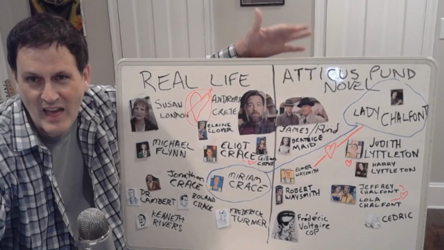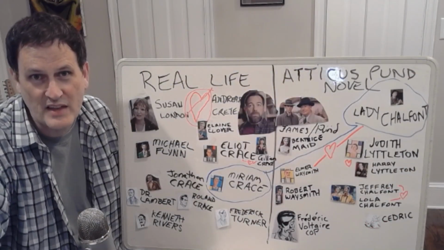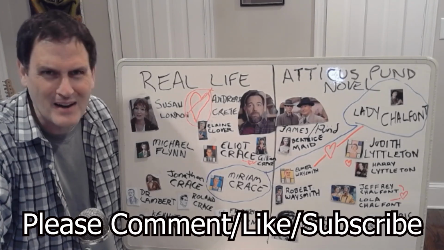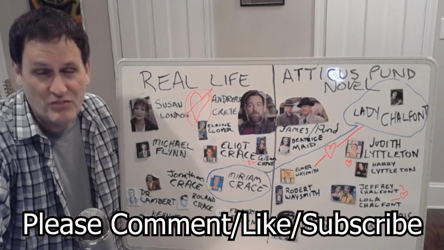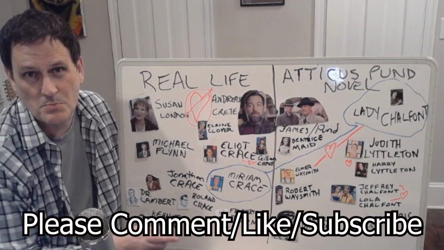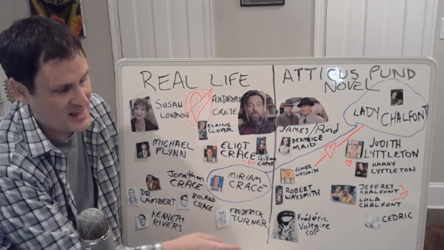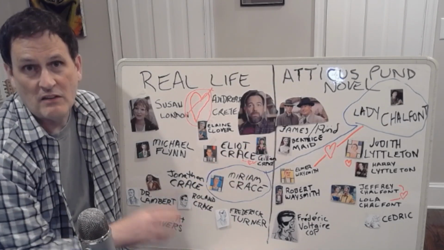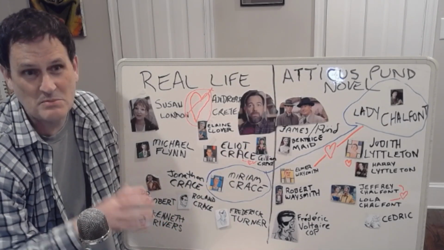Okay, let's dive into the Atticus Pund manuscript, Pünd's Last Case, or The Man with White Hair. Which title do you like best? Go down in the comments, let me know. Now, if you watch that first video, you'll understand why my suspect in Lady Chalfont's death is Frederick Voltaire, the cop assisting Pünd. Frederick Voltaire, he is my guess.